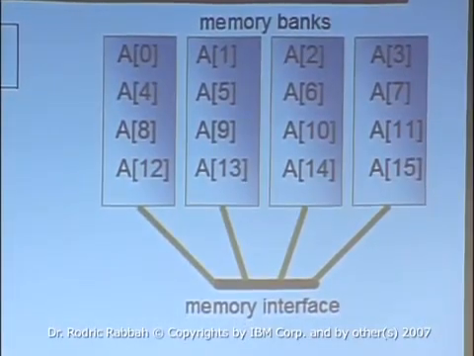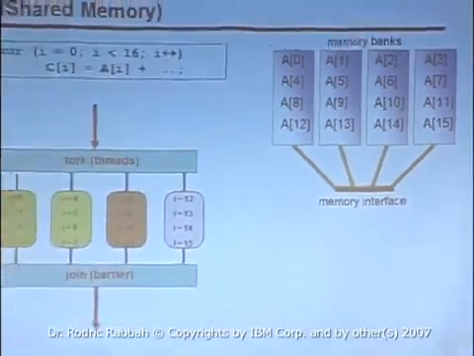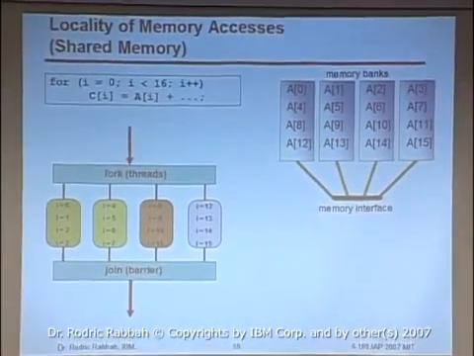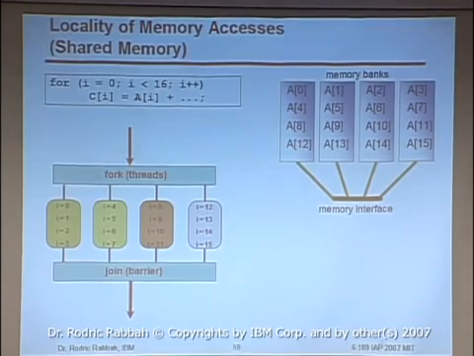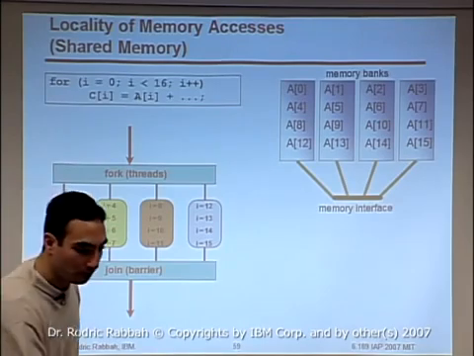I can fetch all the elements of A4 to A7 in one shot. And that allows me to essentially improve performance because I overlap communication. I'm predicting that once I see a reference, I'm going to use data that's adjacent to it in space. There's also a notion of temporal locality that says if I use some particular data element, I'm going to reuse it later on. I'm not showing that here.